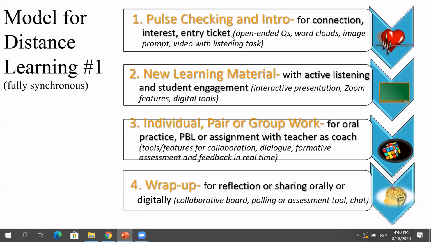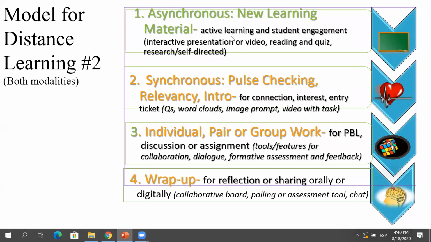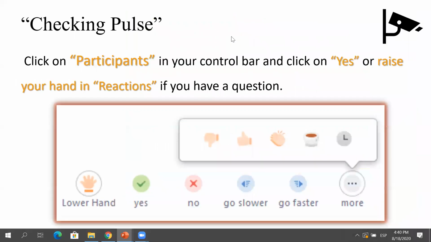Or number two could be done already in advance asynchronously. We don't need to be talking here for hours. They can get a recording and watch it at their own pace, as I said before, or they can get an interactive presentation, and then you can focus on the HOTS in class. But always start with pulse checking, relevancy, introduction. And then we have the opportunity to have them do individual, peer, or group work in the breakout rooms. Individual work wouldn't be done in the breakout rooms. In a few minutes, I will give an example of that.